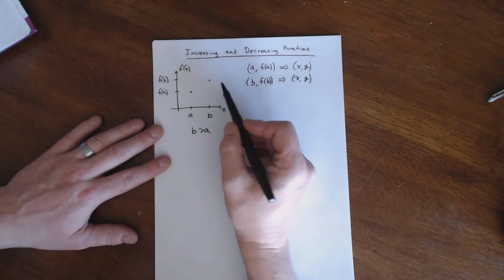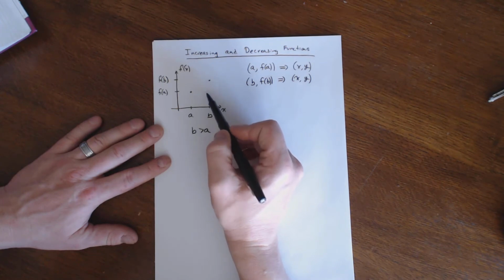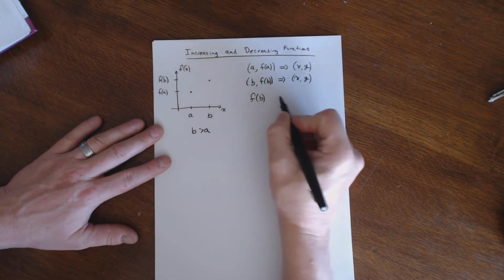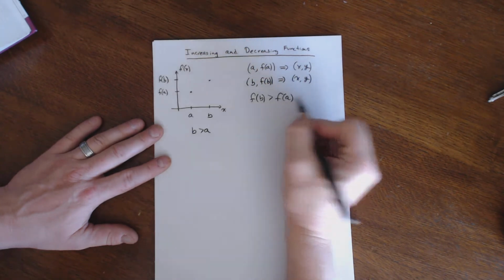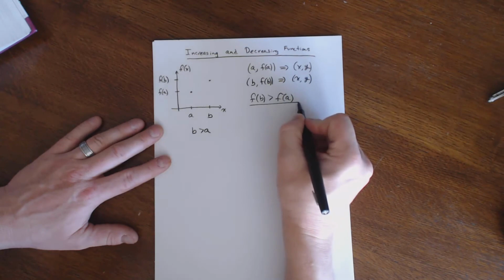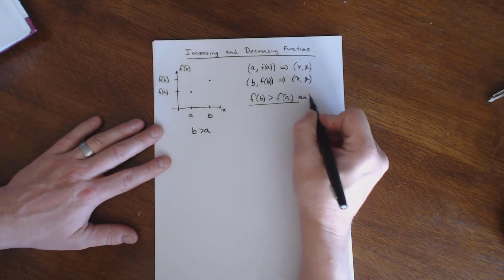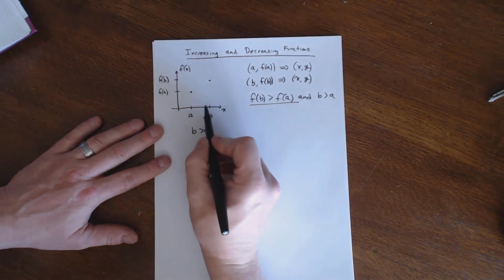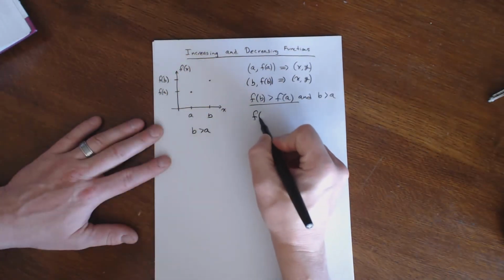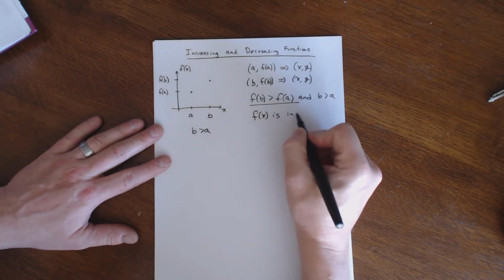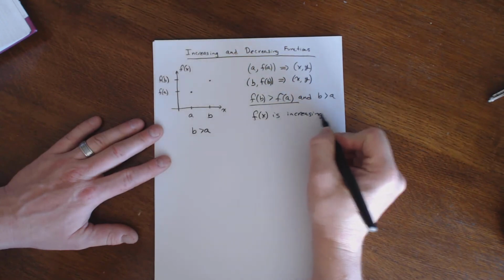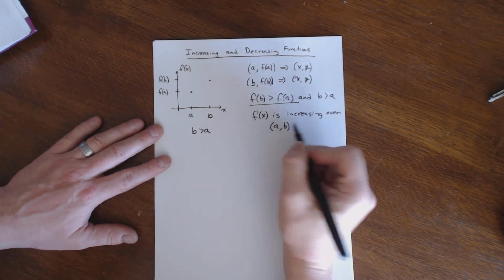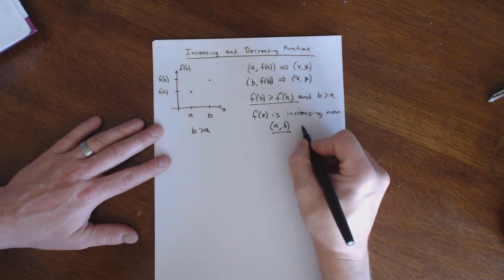We notice that this f of B has greater value than this f of A, and so we know that f of B is greater than f of A. If this is true, and we know that B is greater than A, for all of these points that are between B and A, we say that f of x is increasing over the interval from A to B. And this is in interval notation.